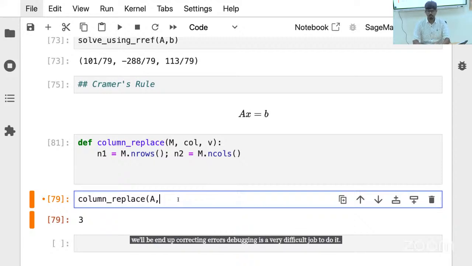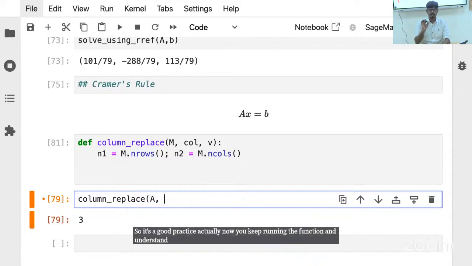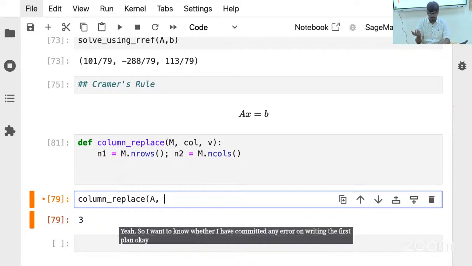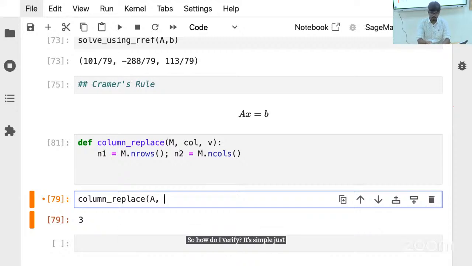Although there is a good amount of information in the error message still, it's a good practice. Keep running the function and understand where the error is that you are committing. I want to know whether I have committed any error on writing the first line. So how do I verify? It's simple. Just throw the inputs in. The input is actually A. The good way of giving it is using keyword arguments.